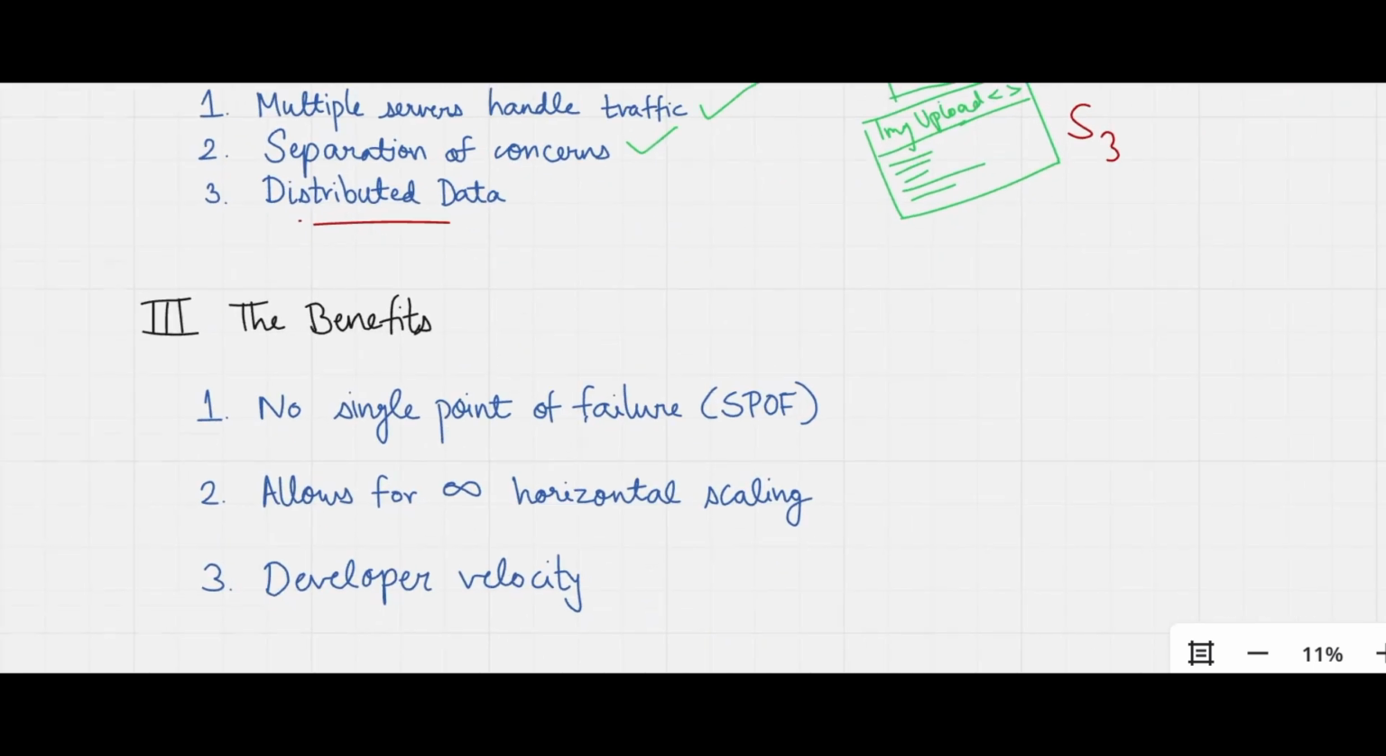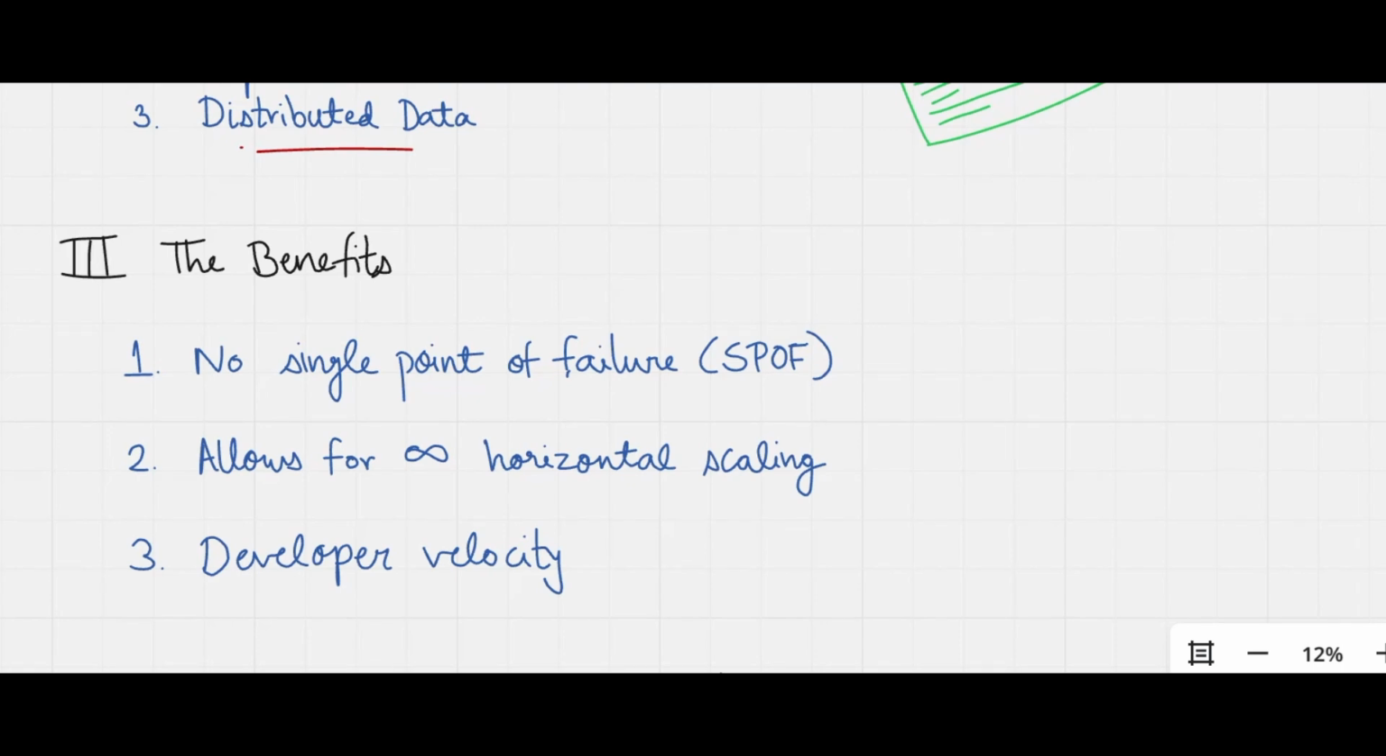Now, what are the benefits of a distributed system? We saw a drawback in our previous video, if you remember. A drawback of monolith was that there is a single point of failure, because in a monolith, I have one server, one database and one communication network. If any of these goes down, my entire application is going to go down. Obviously, that is not a very good user experience.